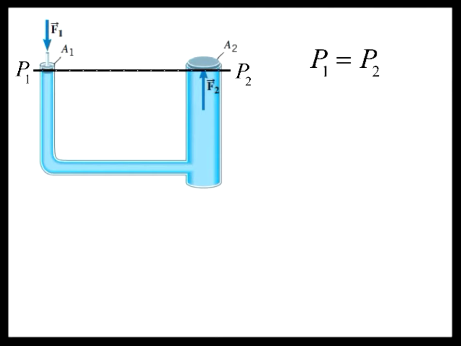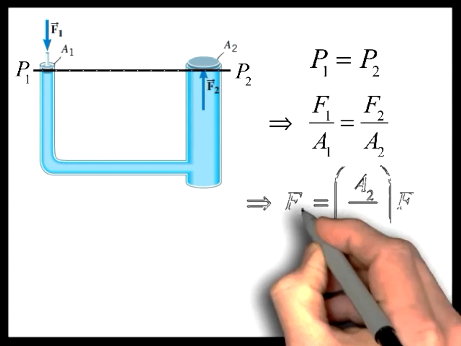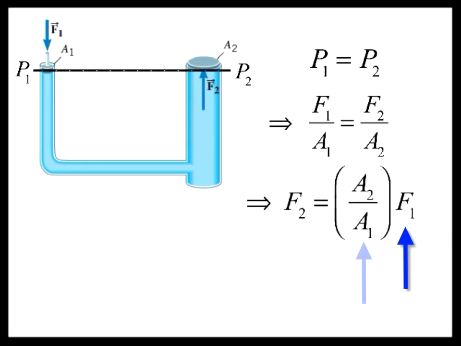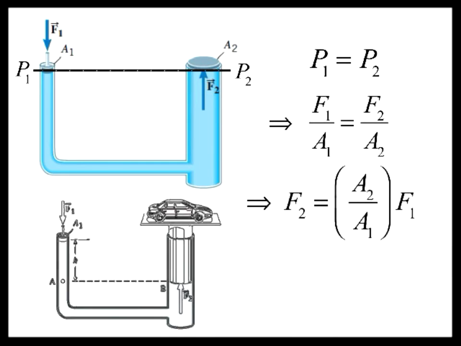Each one of these pressures can be written as a force per unit area. Solving for F2, we find it is directly proportional to F1 and to the ratio of the cross-sectional areas of the two cylinders, A2 over A1. The force F2 can be made considerably large if the ratio of the two areas is large. Such a device could be used, for example, as a hydraulic car lift.